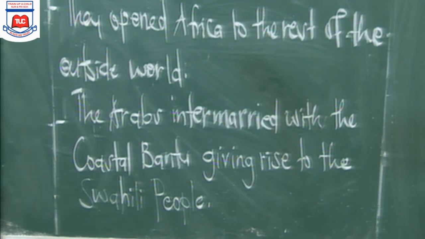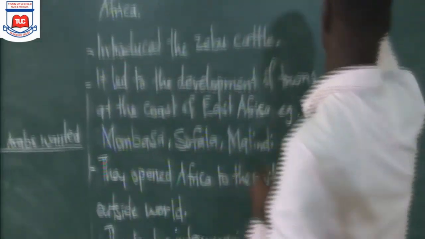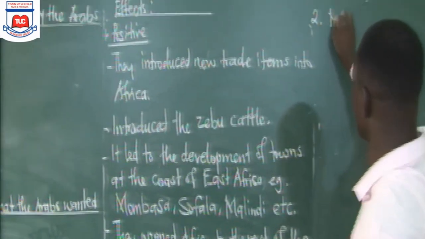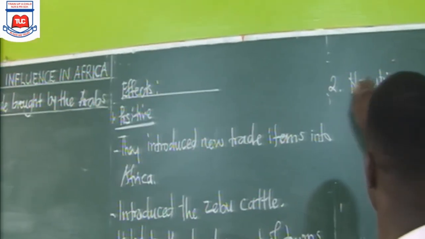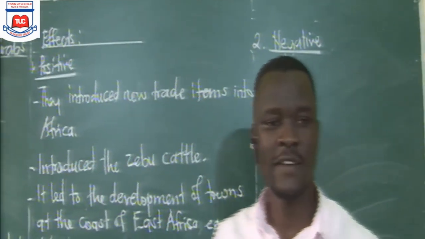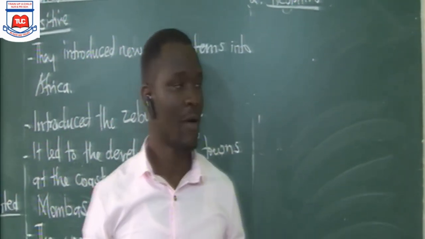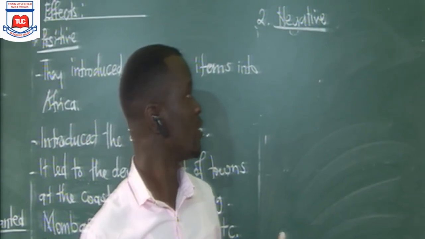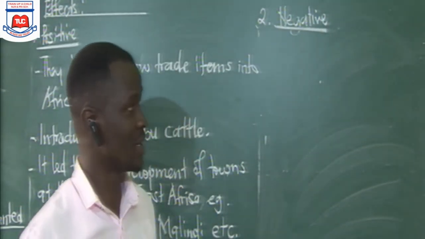As we conclude, we also need to understand the other side. And there we are now going to look at the negative ones, the negative effects. Now, the negative effects, we are going to look at how was their coming bad? How did it lead to people suffering or others even dying? Of course, we have that one happening.